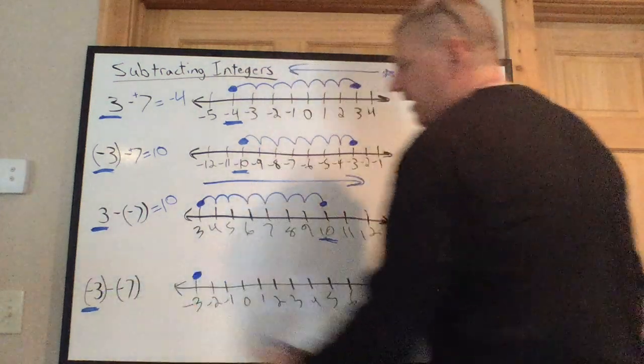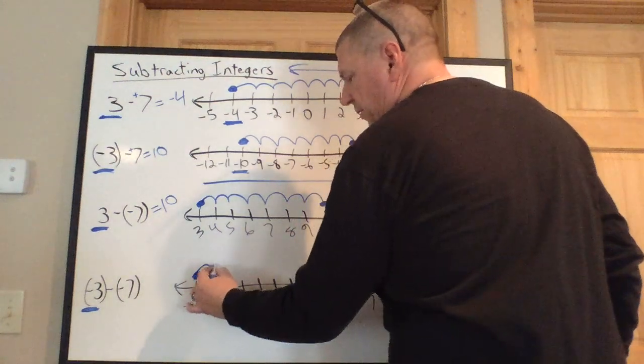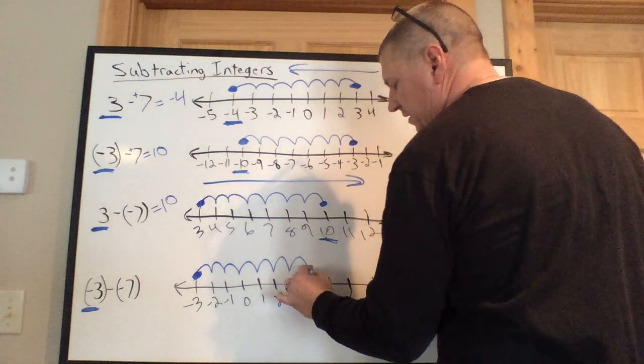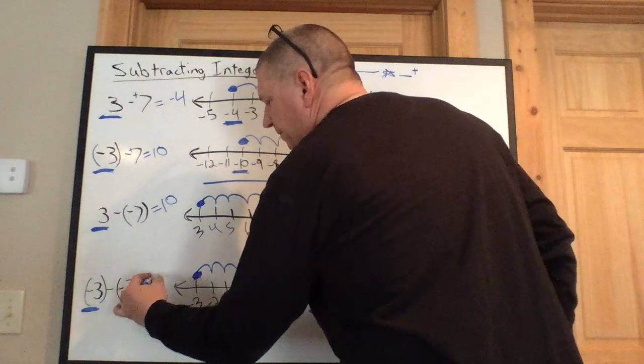So now my starting point is -3. Subtracting a negative means I move to the right, and I'm going to move 7 spots. 1, 2, 3, 4, 5, 6, 7, which means I'm going to finish up at +4.